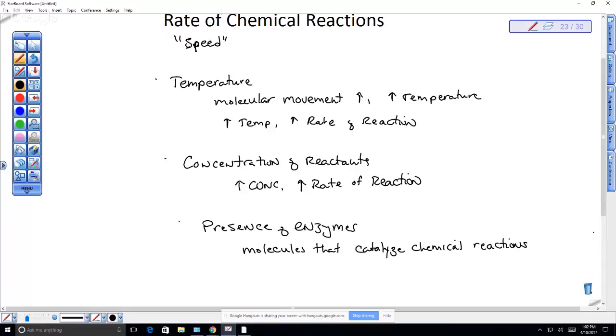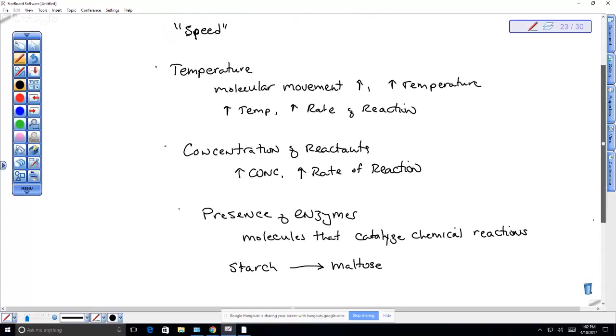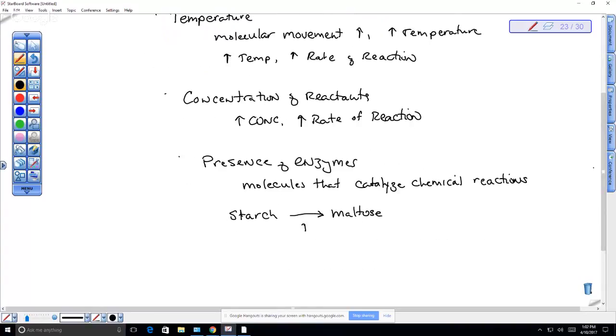Okay. So for example, we have starch. If we took in starch, like a starchy vegetable, and we held it in our mouth, starch will get converted to a simple sugar called maltose. Okay. And the chemical that does this, that converts this, is an enzyme, and it is called salivary amylase.